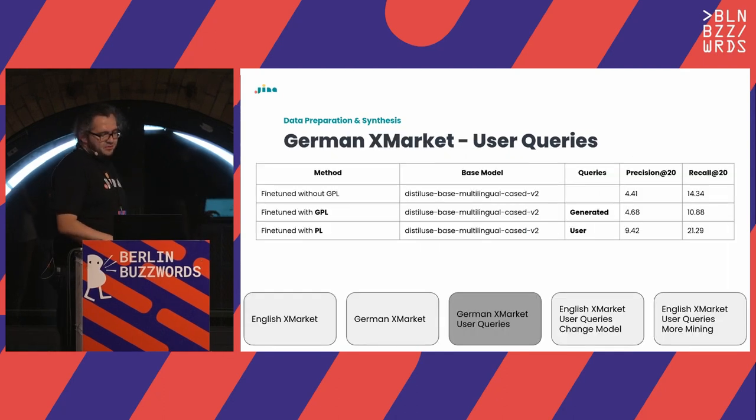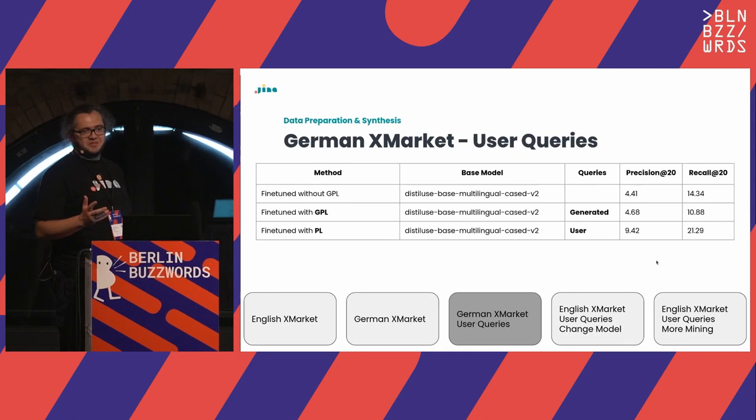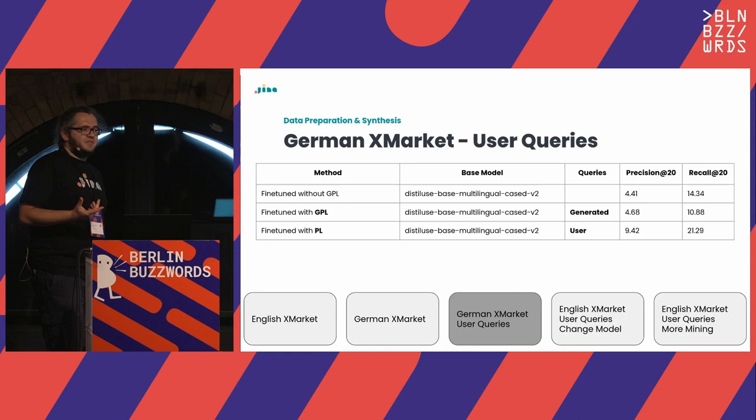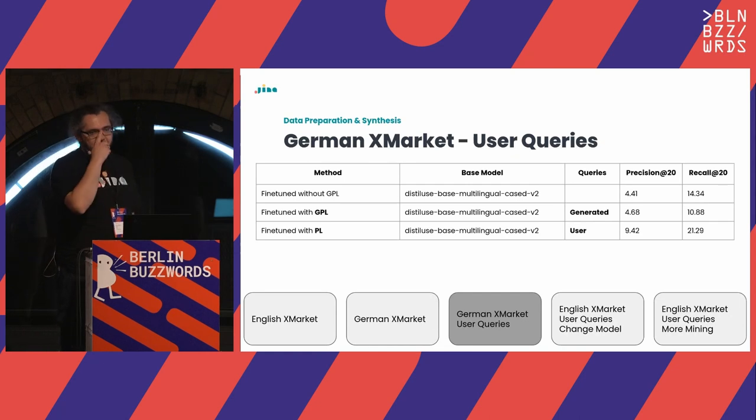And what we see when we look at the results, OK, using user queries with the same model, dropping the generative part and only using pseudo-labeling, worked quite nicely. So both metrics went up. So for German, it works nicely. And the most likely reason is that the query generation model for German is not as good as for English, because we used the multilingual model. And usually, multilingual models in other languages don't work as well as English models for English, because the training data is much lower.